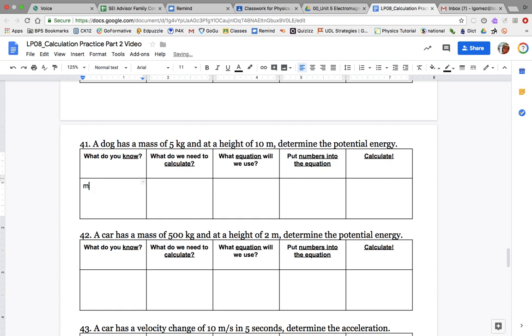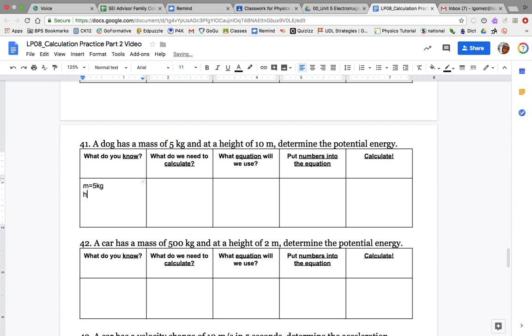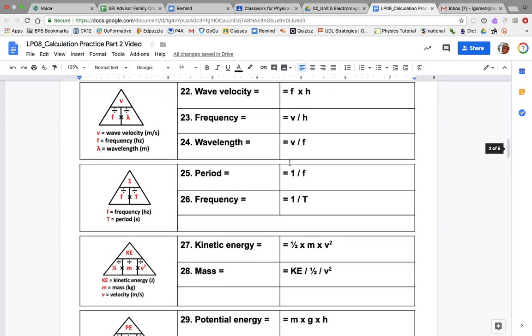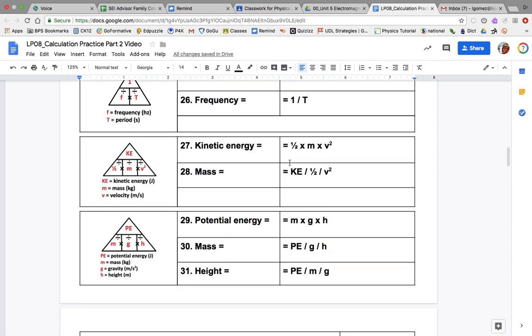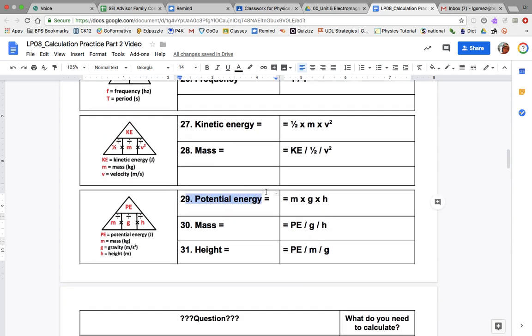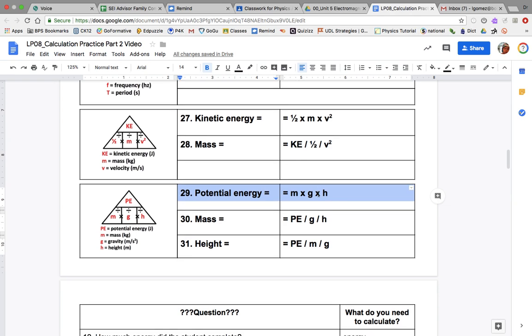All right, here we have mass of 5 kilograms, height of 10 meters. It says determine the potential energy. Let's go up here. How do I calculate potential energy? Look, potential energy is mass times gravity times height.